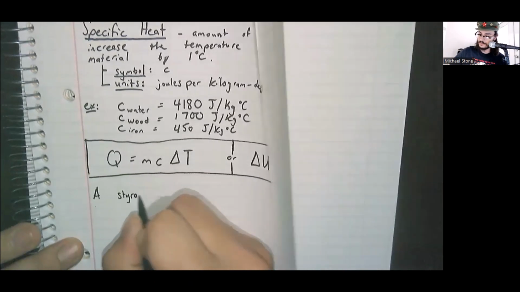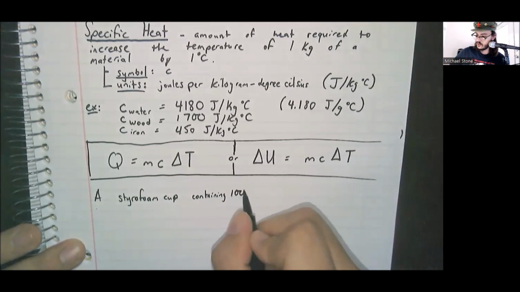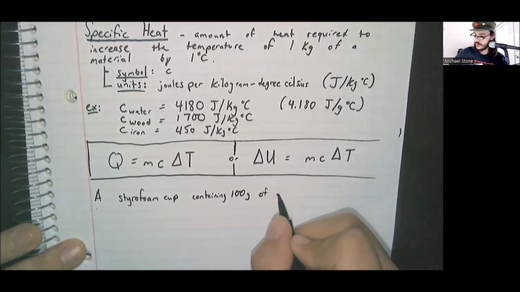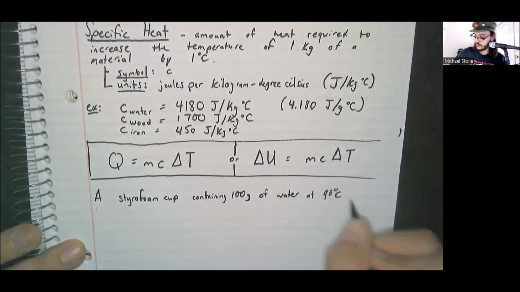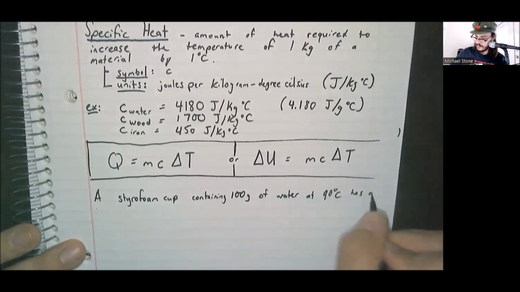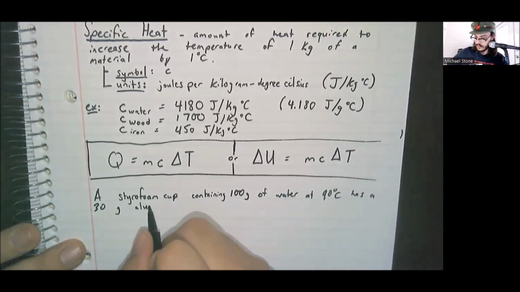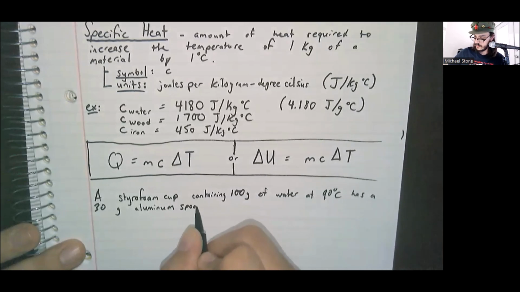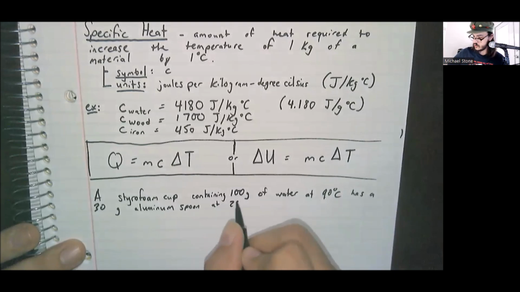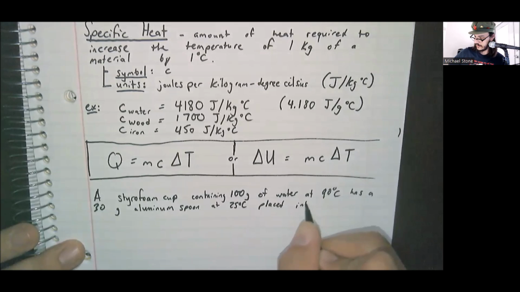A styrofoam cup containing 100 grams of water at 90 degrees Celsius has a 30-gram aluminum spoon at 25 degrees placed into it.